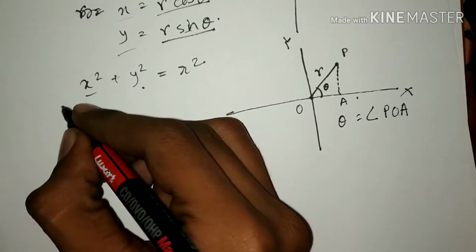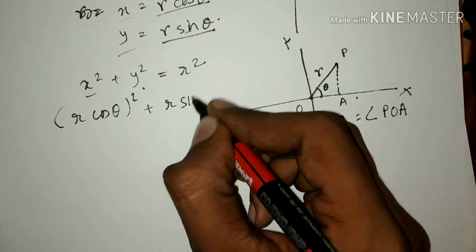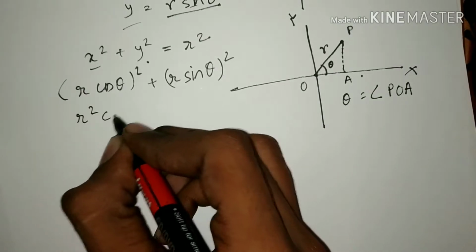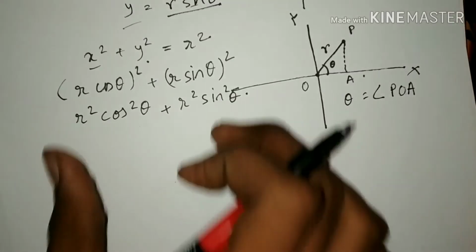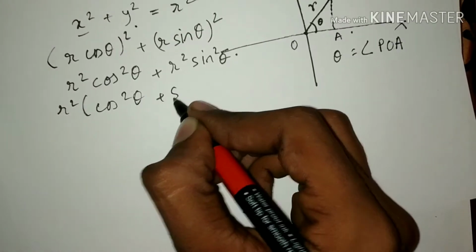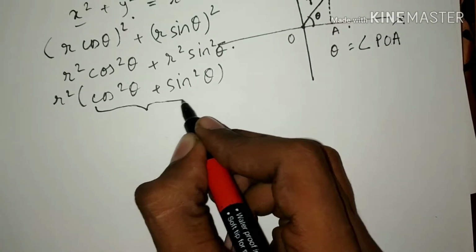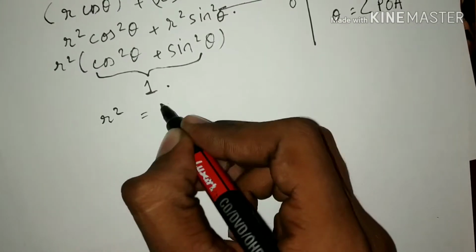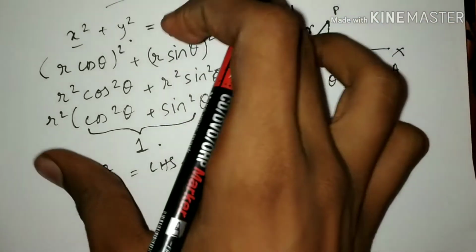So x is r cosine theta whole square plus r sine theta whole square. This is r square cosine square theta plus r square sine square theta. Taking r square common, it becomes r square times cosine square theta plus sine square theta. From trigonometry, cosine square theta plus sine square theta is 1. So we get r square. The left hand side equals the right hand side, r square. So this formula is proved.